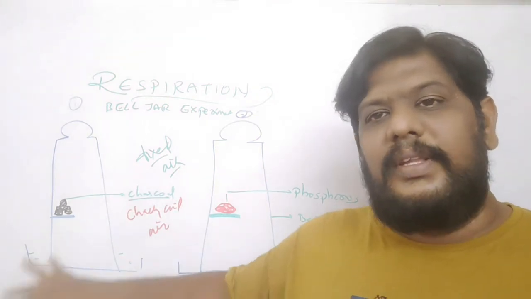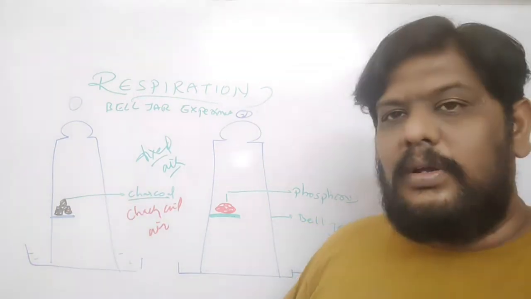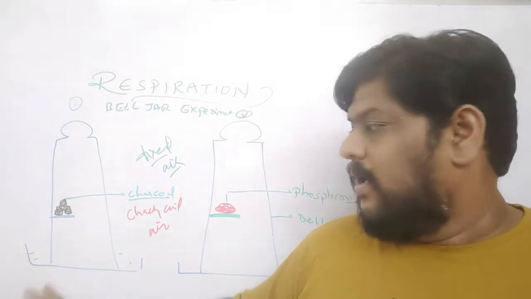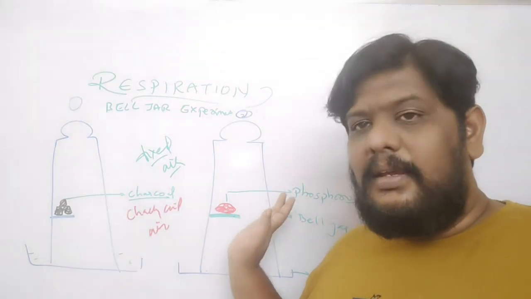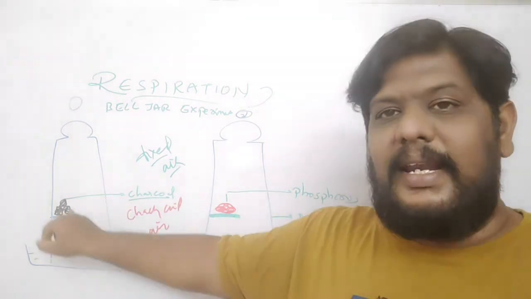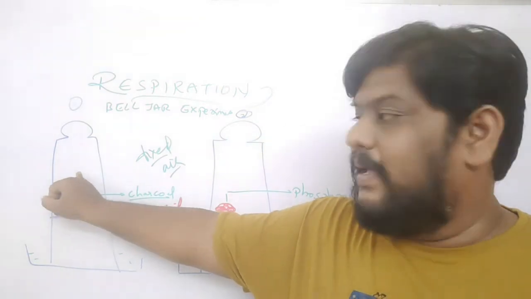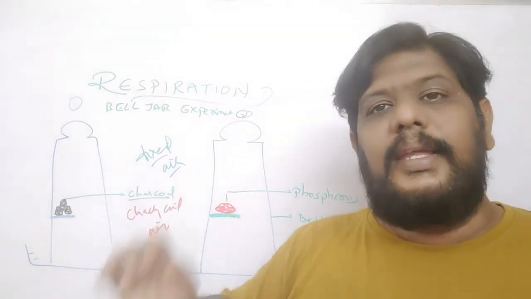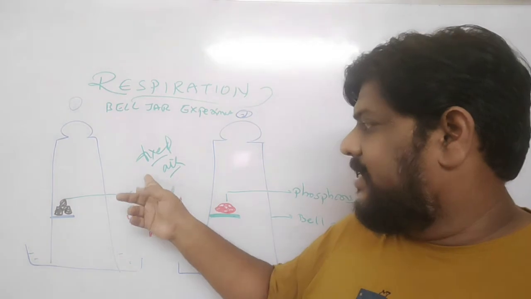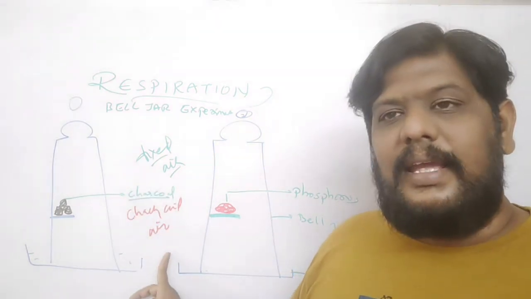Okay, so with these two experiments, they came to a conclusion that there are two gases. One is which is helping in the burning, and one which is released out, which is making the lime water milky, and they named it fixed air or chalky acid air.